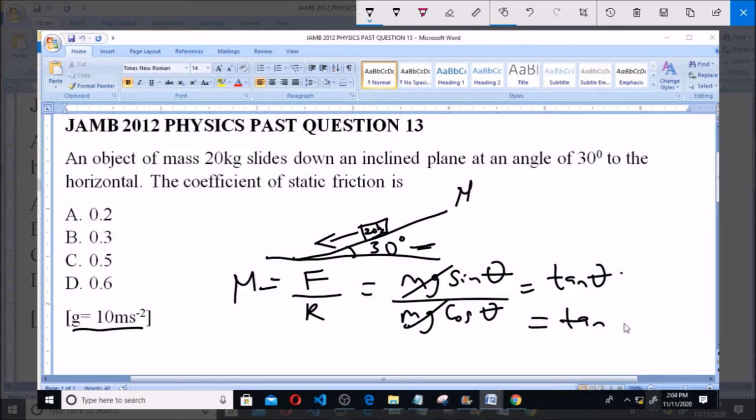So tan 30 degrees is equal to 0.577, and that is approximately 0.6. 0.6 is option D, which is the answer to this question.